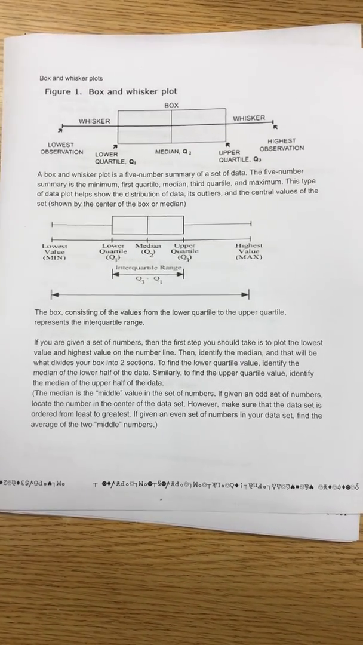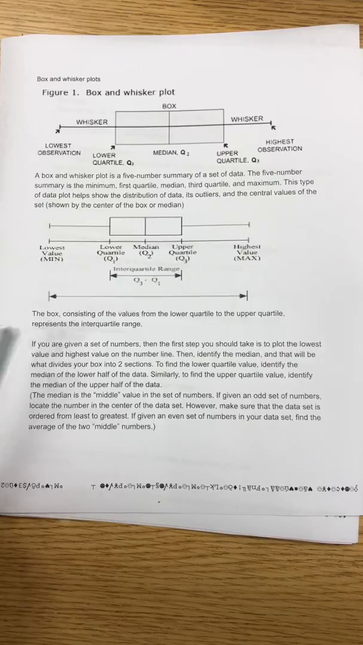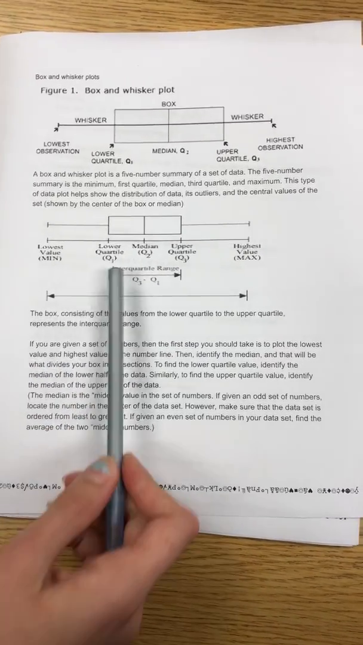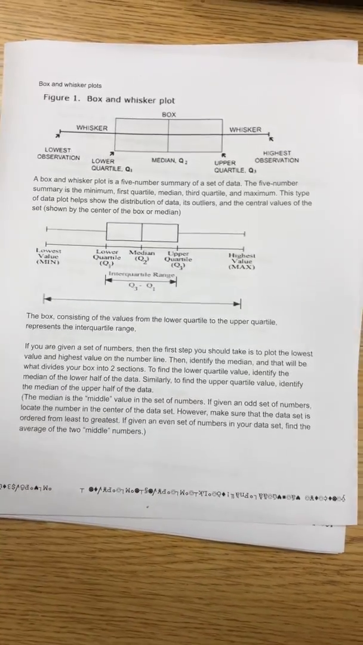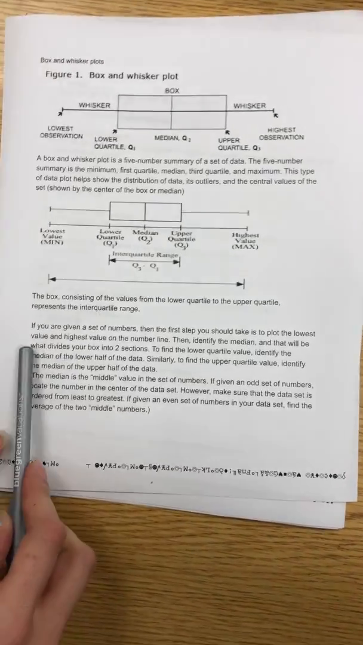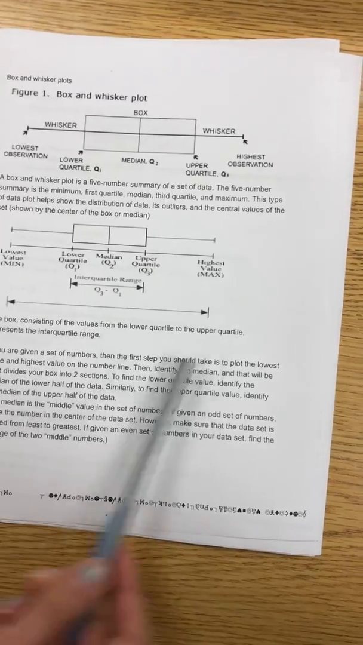So the box consists of the values from the lower quartile to the upper quartile, and this whole range represents the interquartile range. If you are given a set of numbers, then the first step you should take is to plot the lowest value and the highest value on the number line, which would represent the minimum and the maximum.